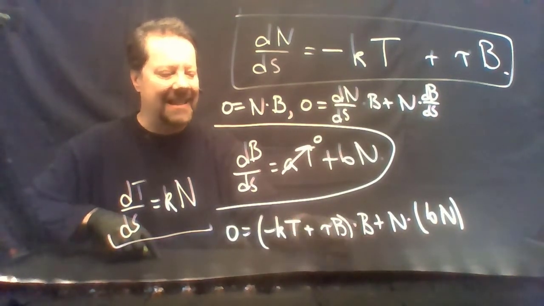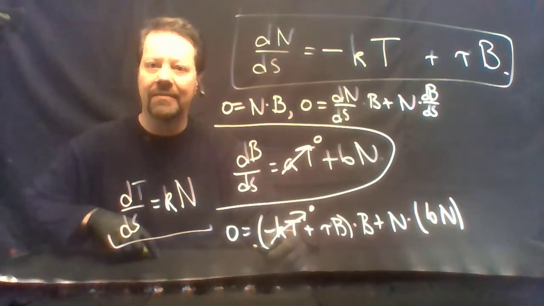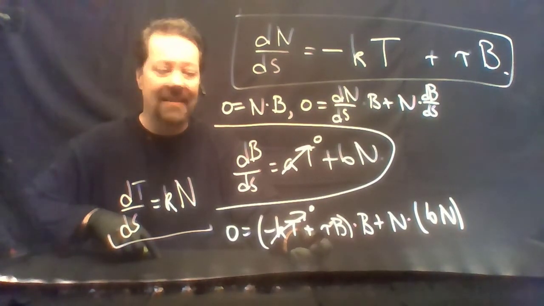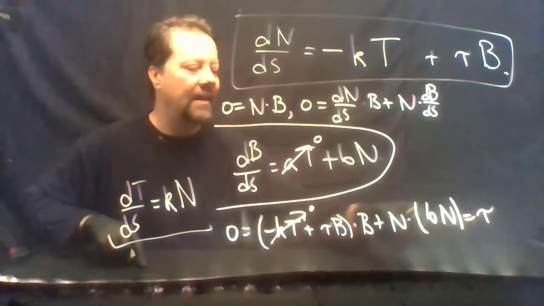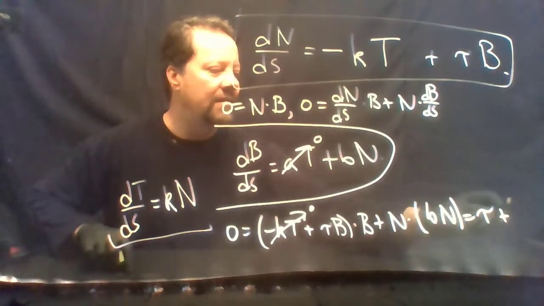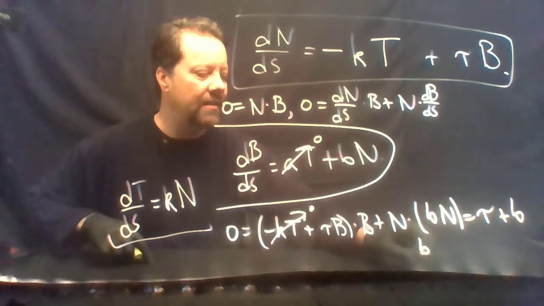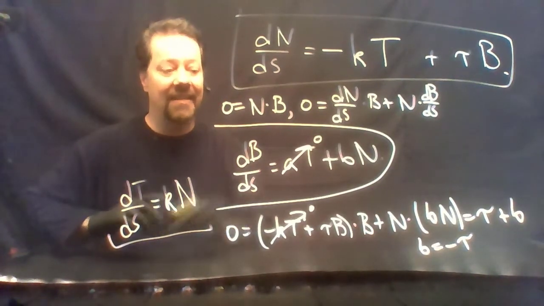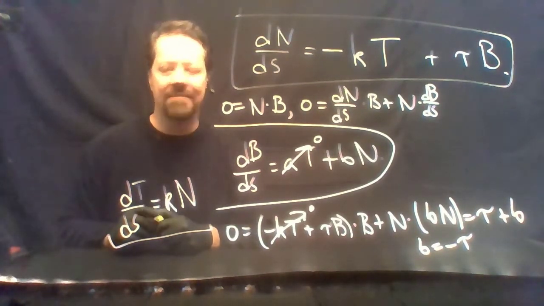Now, when we dot t and b, we get 0 because t and b are orthogonal. When we dot b with b, we get 1 because b has length 1. That leaves us with tau. And then over on the last term, n dot n is 1. We'll have left over a b. It follows then that b is minus the torsion. That gives us the final formula of Frenet. I'll write these out all together.